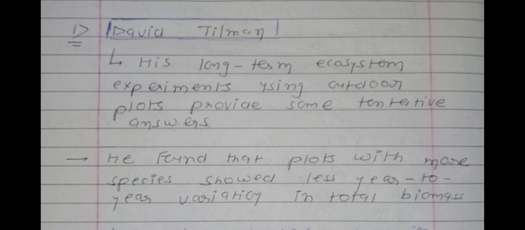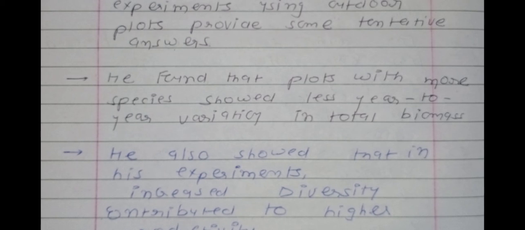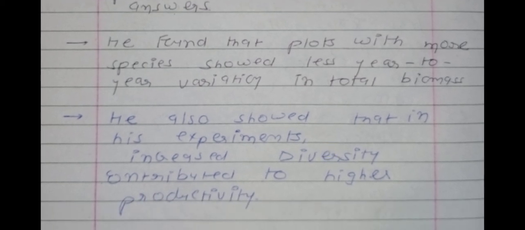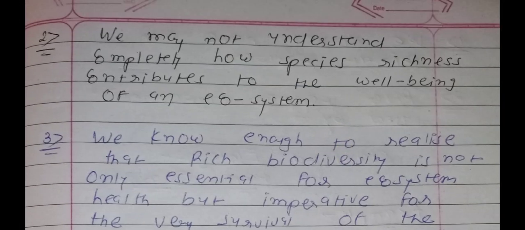He found that plots, meaning ecosystems, with more species showed less year-to-year variation in total biomass, and he also showed that in his experiments increased diversity contributed to higher productivity. So underline, for higher productivity increased biodiversity is responsible. So this page is completed. Now we'll talk about the next one.